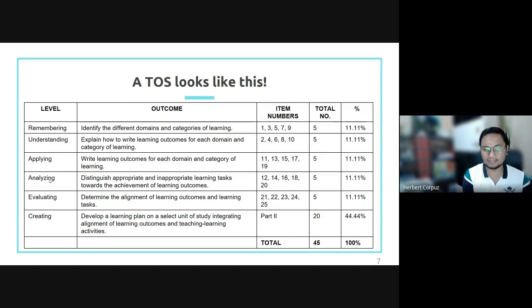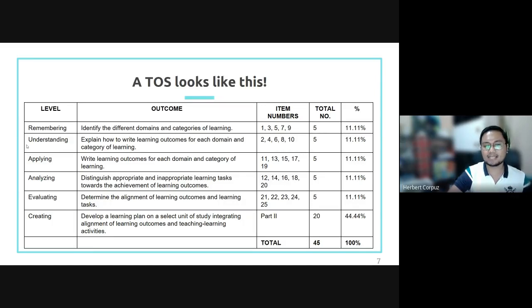cognitive learning domain. Kaya nga, when we create tests, when we draft tests, we usually consider these cognitive levels of learning: remembering, understanding, applying, analyzing, evaluating, and creating. For example, under remembering, the objective, the outcome here is identify the different domains and categories of learning. So, itong outcome na ito will be met by the students if they would answer items 1, 3, 5, 7, and 9.